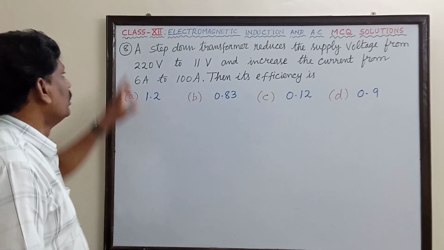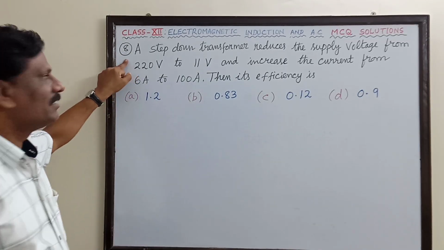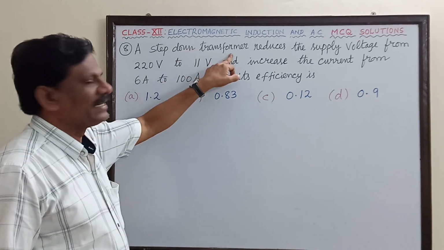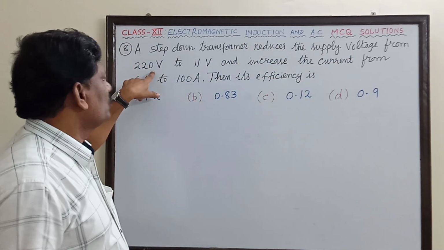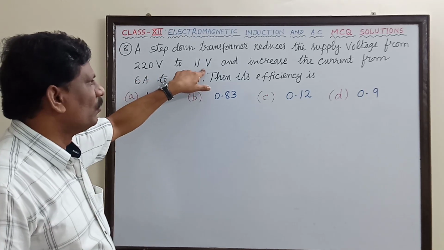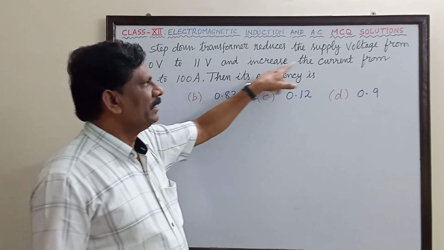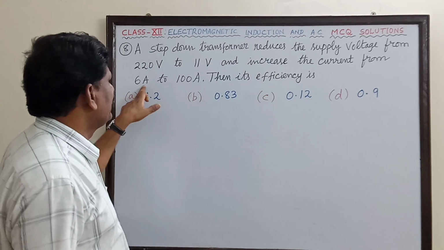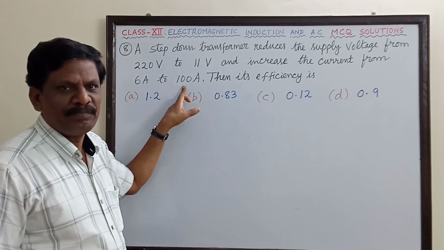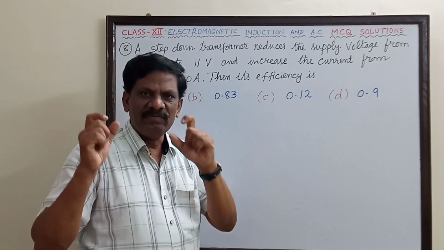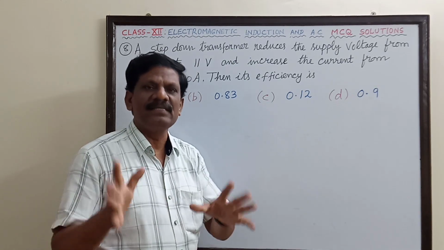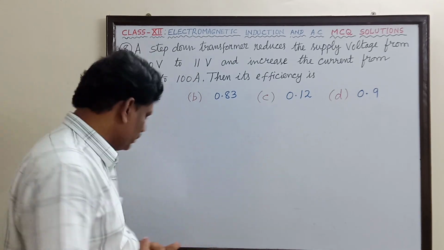Hi students, MCQ number 8. A step-down transformer reduces the supply voltage from 220 volt to 11 volt and increases the current from 6 ampere to 100 ampere. Then its efficiency is. It's a very direct and easiest problem to be asked in MCQ.